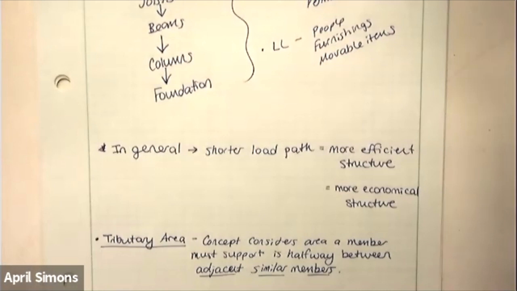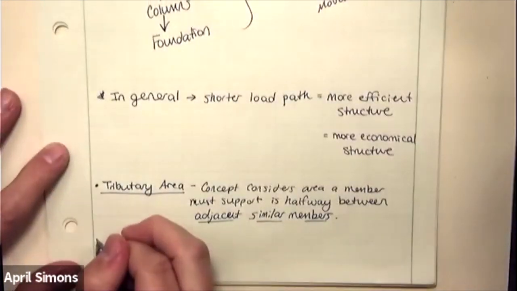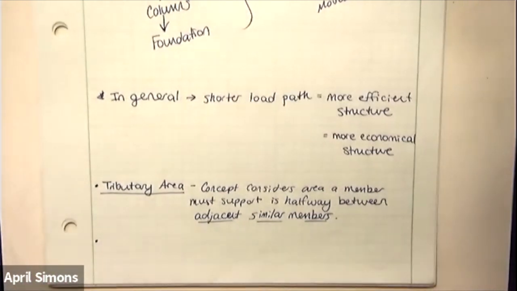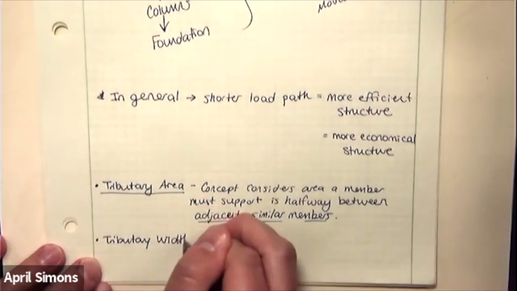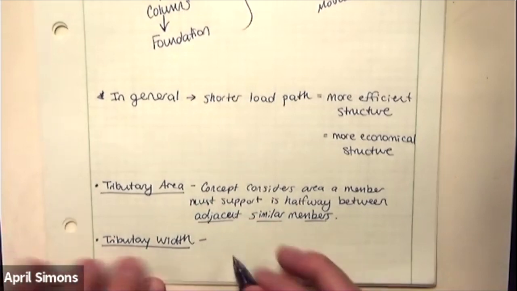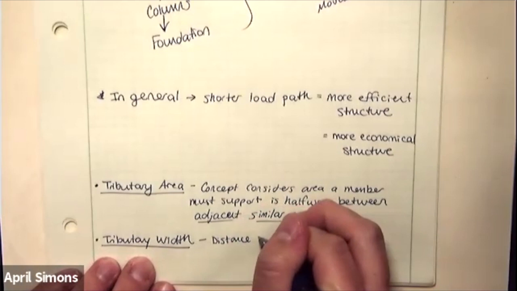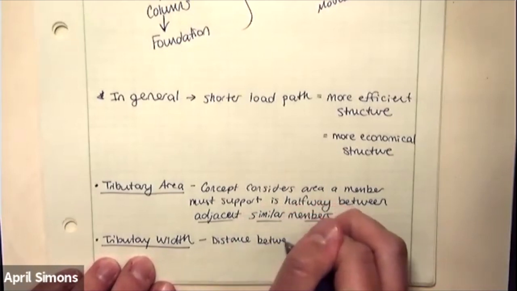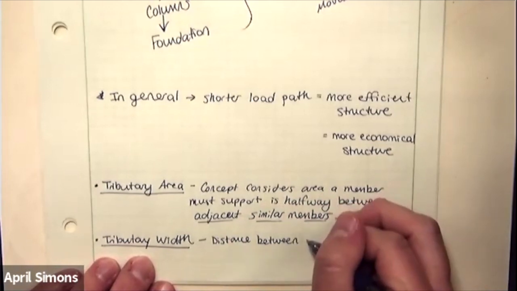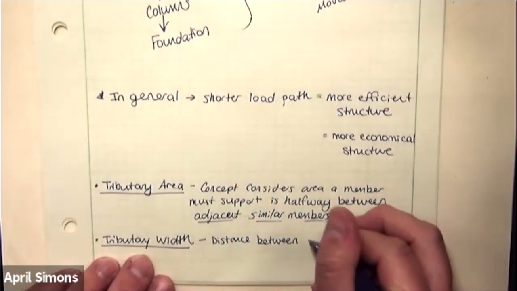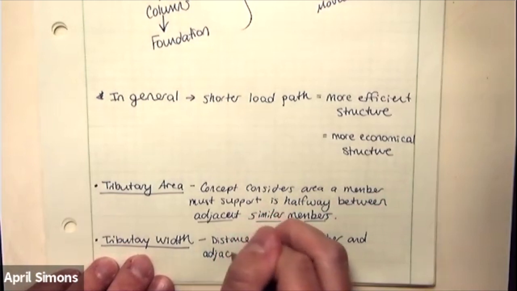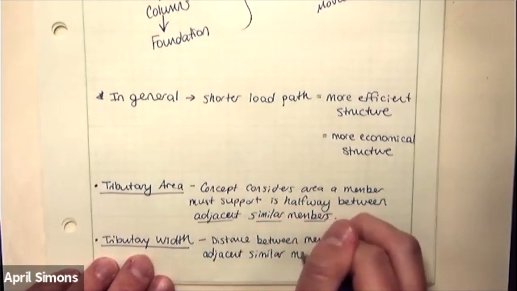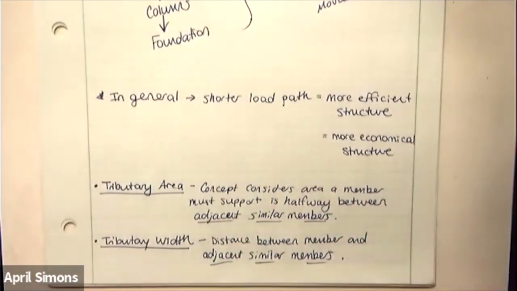Related to tributary area, we have what we call tributary width. Essentially the tributary width is what's going to determine our tributary area. Our tributary width is the distance between the member that we're looking at and the adjacent similar members. So let's look at what this adjacent similar members really means.